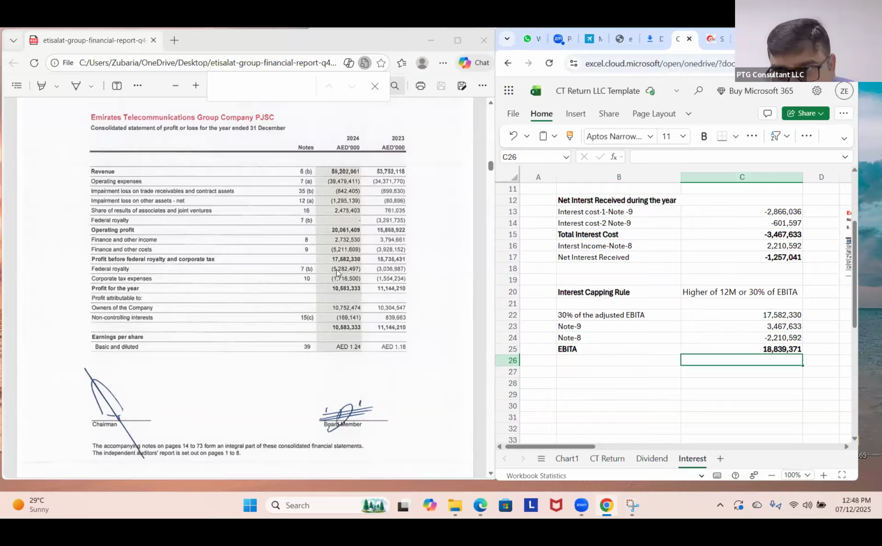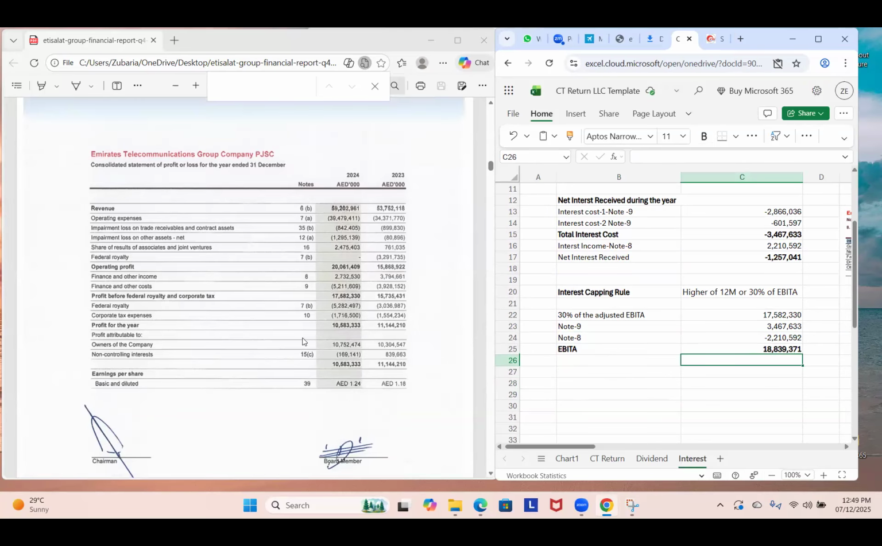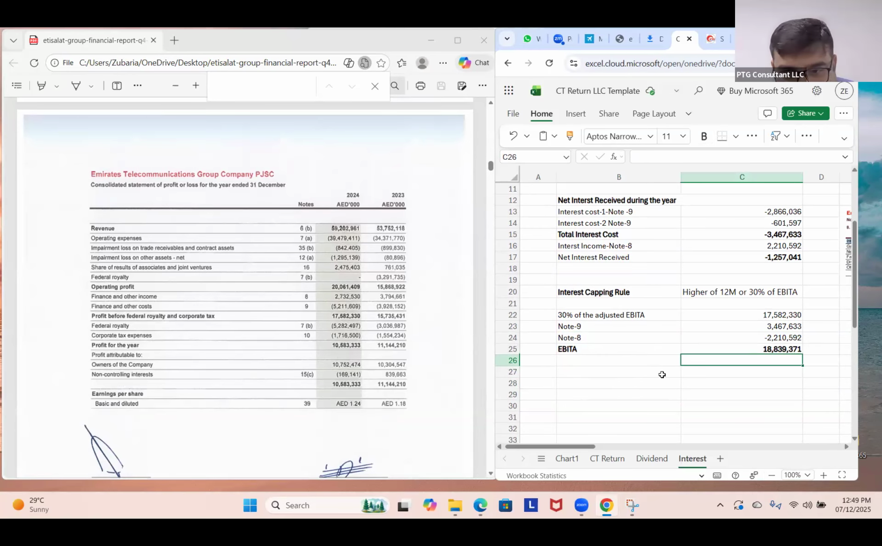One of the common elements. What is the common element so far we have not taken? Depreciation. Depreciation and amortization. Thank you, Tayyab. Thank you, Hasnan.